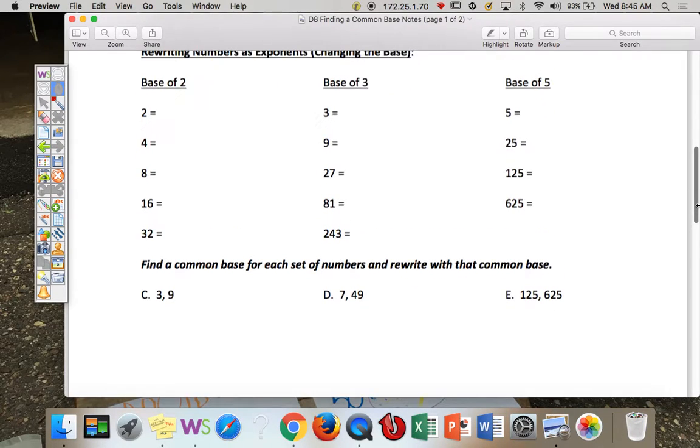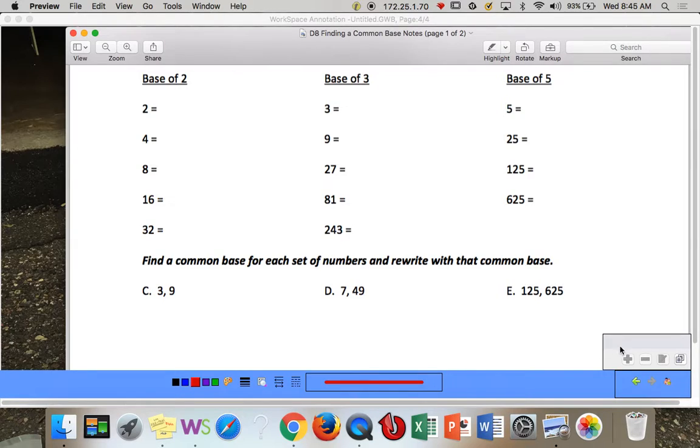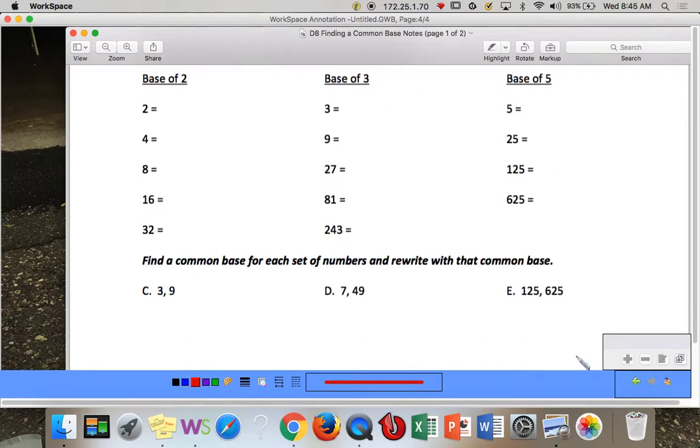So let's take a look at these right here. So we have 3 and 9. Again, if we forget, we can look back at the previous page. 3 and 9 are right here. We want to write them with the same base. So this is 3 to the first power. 9 can be written as 3 to the second.